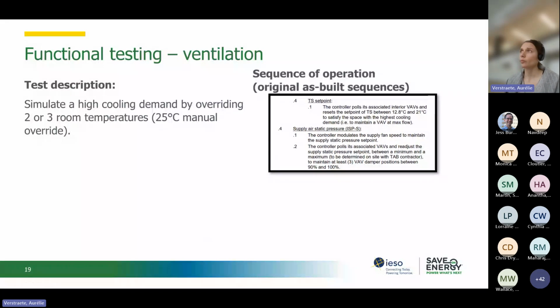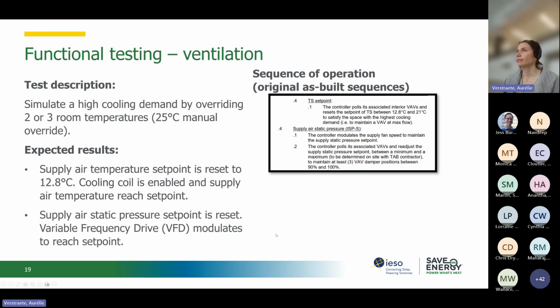Then another example, for an air handling unit. In that test, the objective is to simulate a high cooling demand and see the effects on the air handling unit. So maybe you can override several room temperatures, for example set to 25 degrees Celsius on manual override, and see the effects. Still, you will compare and analyze the sequence of operation and the actual operation.